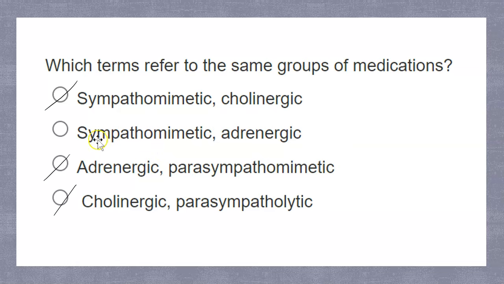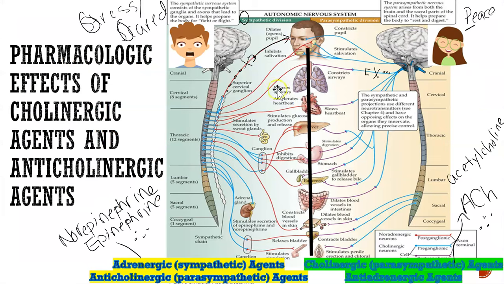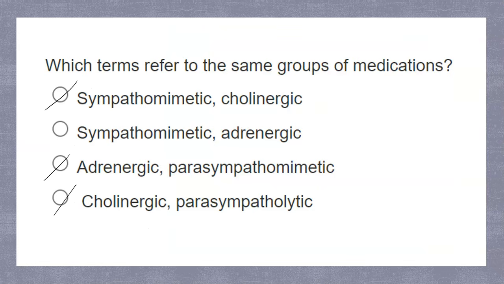But let's look at this one. Sympathomimetic and adrenergic. Sympathomimetic, this is the sympathetic system. And it says adrenergic. Adrenergic is a drug that you can use to mimic these symptoms. So that makes sense because adrenergic and the sympathetic system go together. So this is your answer.